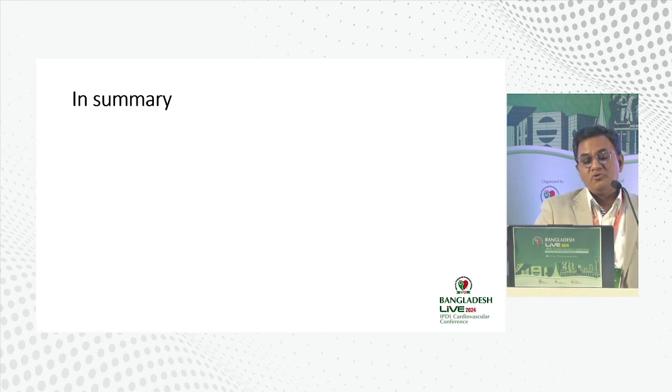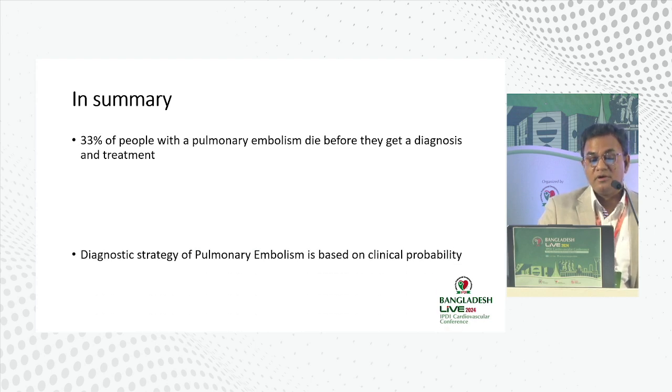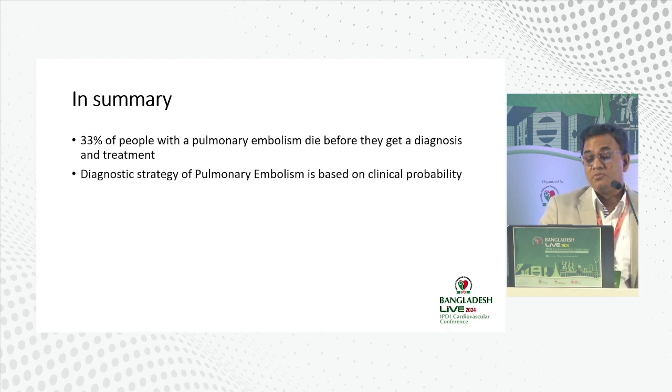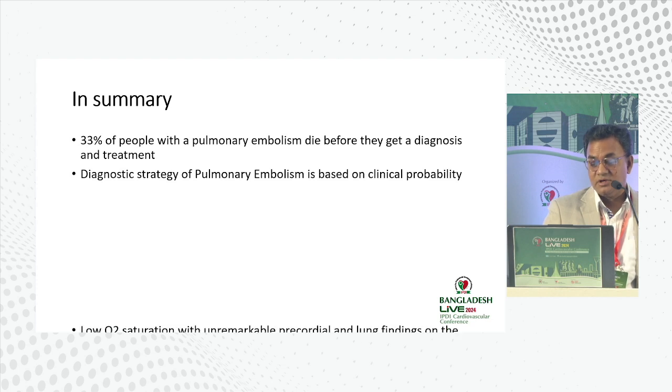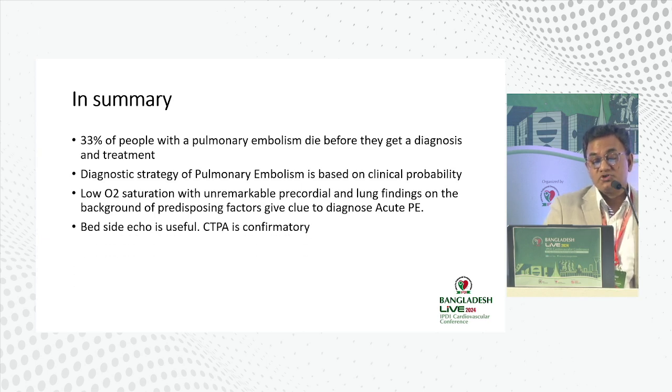I want to conclude with a few summary points. 33% of people with pulmonary embolism die before they get a diagnosis and treatment. The diagnostic strategy of pulmonary embolism is based on clinical probability. We must have suspicion, and so we must know the risk factors. Low oxygen saturation with unremarkable precordial findings and normal lung bases give a clue to the diagnosis of acute pulmonary embolism with predisposing factors. Bedside echo is useful, and CT pulmonary angiography is confirmatory.